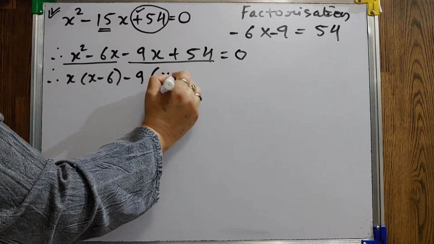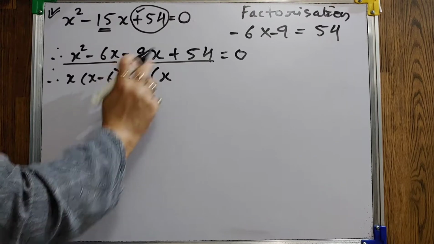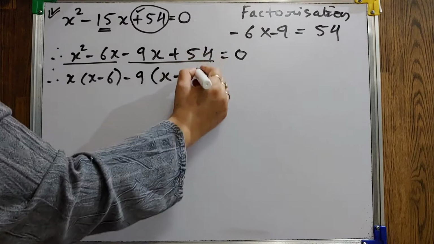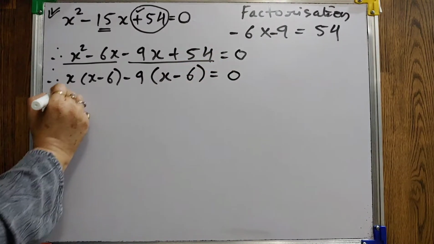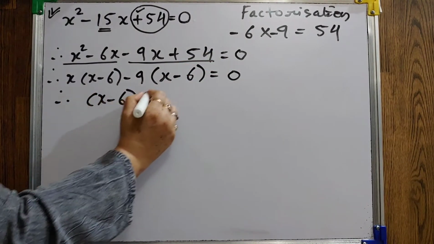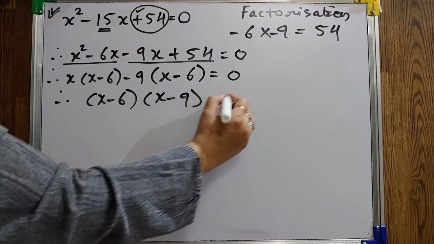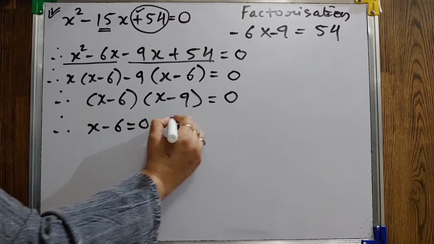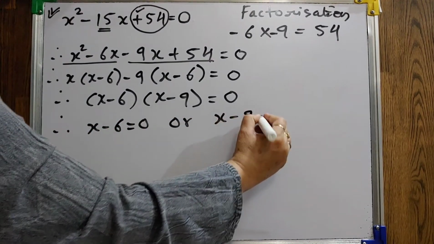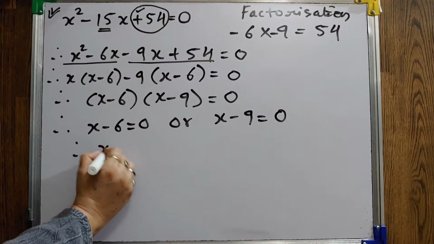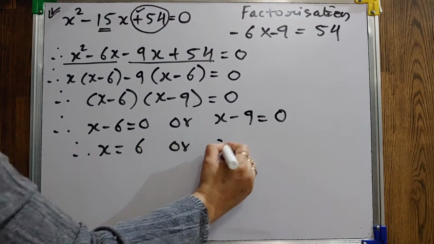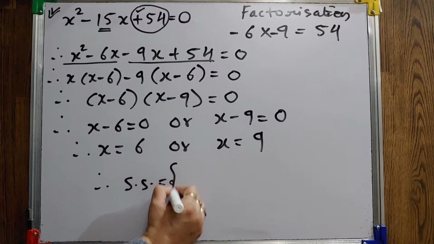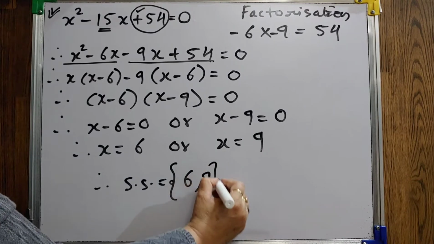Here, 9 is common. When you are taking negative common, then this positive sign will get converted into negative sign. 9 6s are 54. So, one of your brackets is x minus 6, the other is x minus 9. Therefore, x minus 6 equals 0 or your second bracket will be equal to 0. So your x is 6 or x equals 9. Therefore, your solution set has two values, 6 and 9.